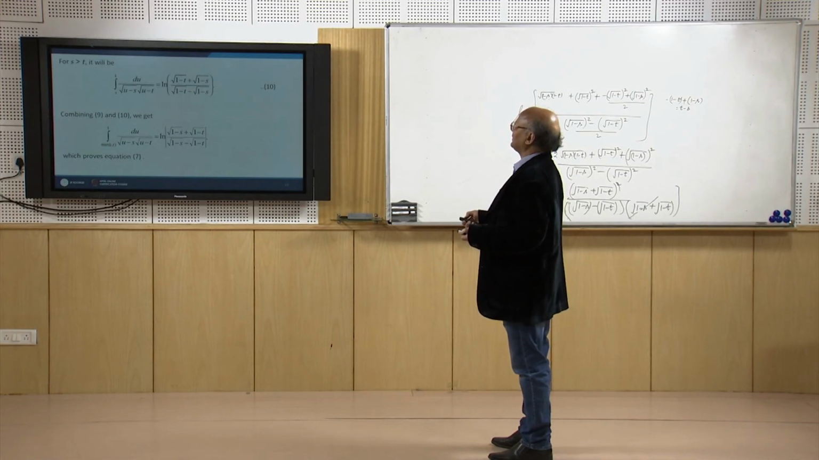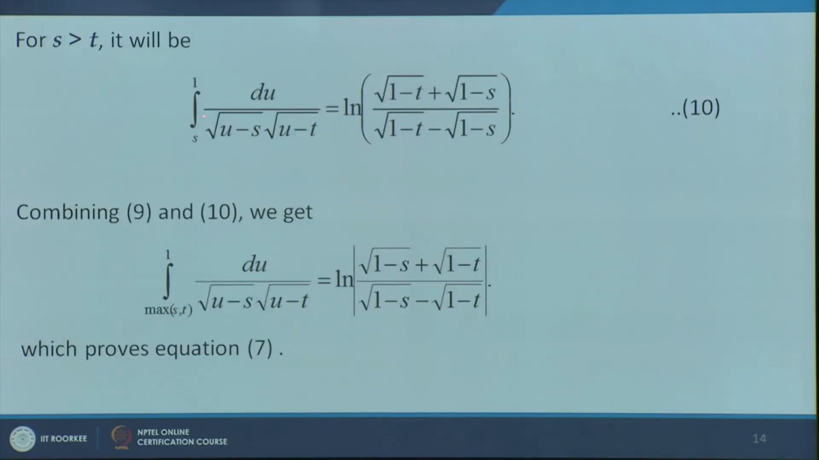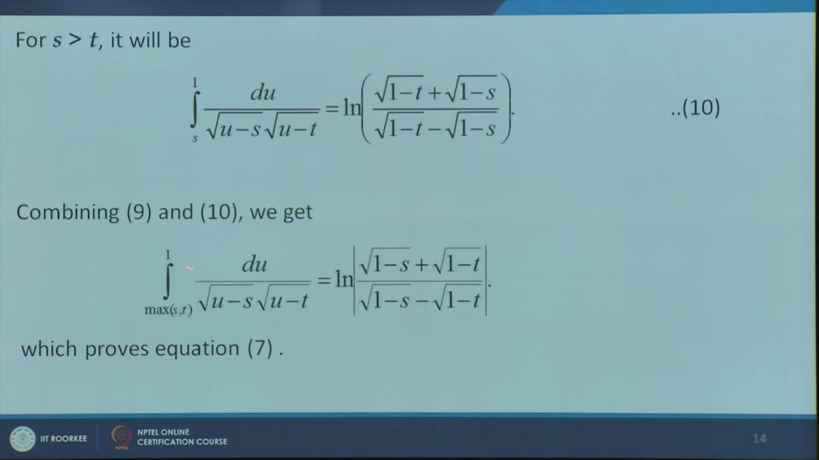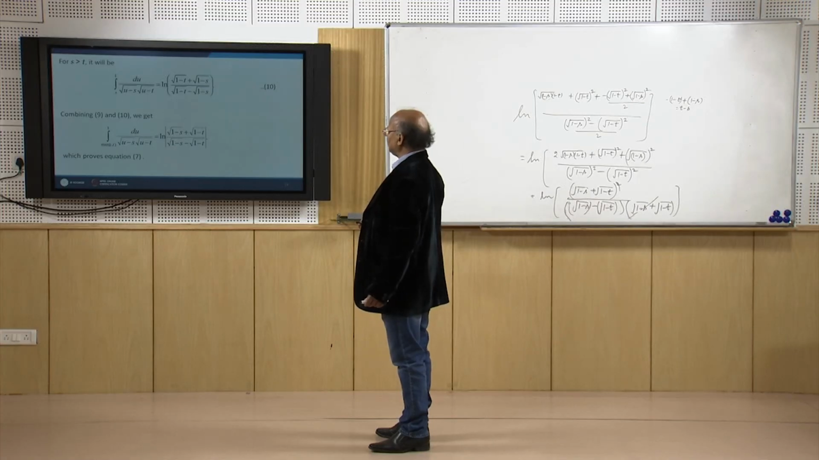Similarly, when we take s greater than t, we can show that the integral with maximum of s and t will be then s. So the integral from s to 1 of du upon under root (u minus s) under root (u minus t) is equal to ln of under root (1 minus t) plus under root (1 minus s) over under root (1 minus t) minus under root (1 minus s). Now we can combine this equality and this equality and write the integral over maximum of s, t to 1 of du over under root (u minus s) under root (u minus t) to be ln of under root (1 minus s) plus under root (1 minus t) upon under root (1 minus s) minus under root (1 minus t) in modulus, because when s is less than t, then under root (1 minus s) will be more than under root (1 minus t).